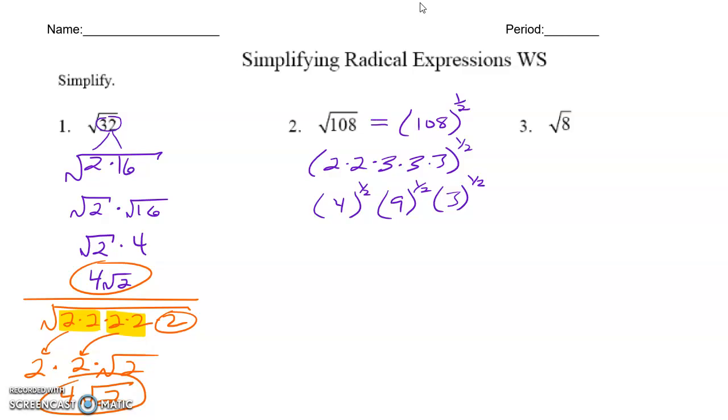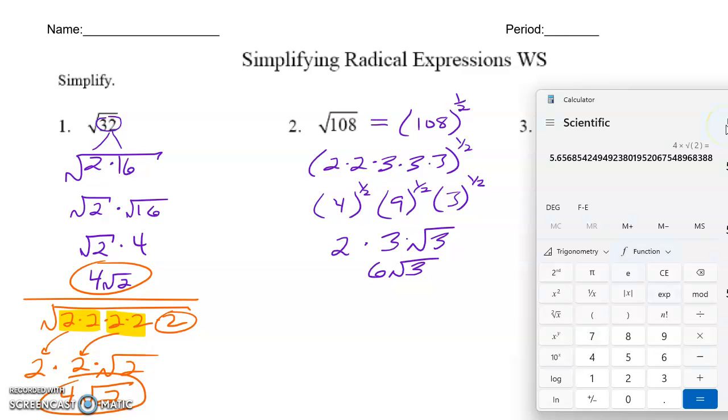But when I raise 4 to the 1/2 power, that's the square root of 4, which is 2. The square root of 9 is 3. And then the square root of 3 is still the square root of 3. I can simplify this by multiplying my 2 and my 3 to get 6. Get rid of the times symbol because I don't really need it. And this is the simplified version.